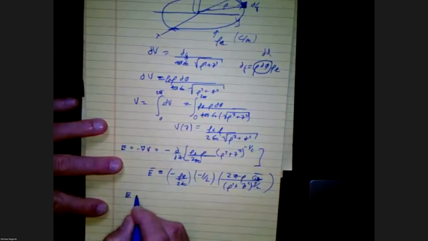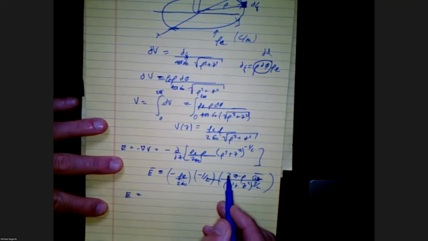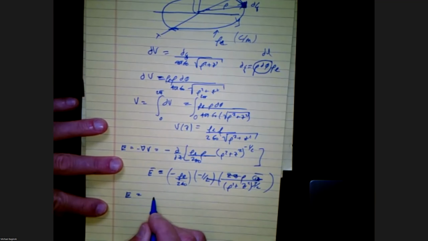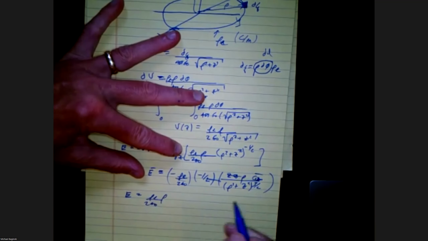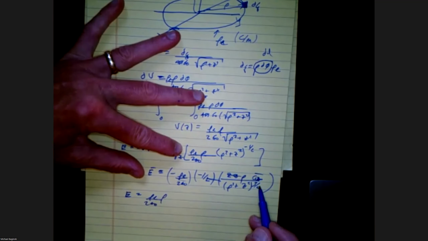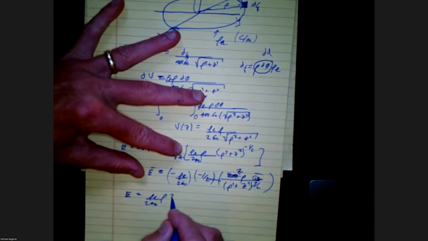So I get E equals, the minus minus is plus. And now you can see this 2 and that 2 cancel. So I get rho L, that's positive, over 2 epsilon naught here. And then I have rho, right? And the Z stays, the 2 cancels. It's rho times Z, in the a_z direction, divided by rho squared plus z squared to the 3/2 power.